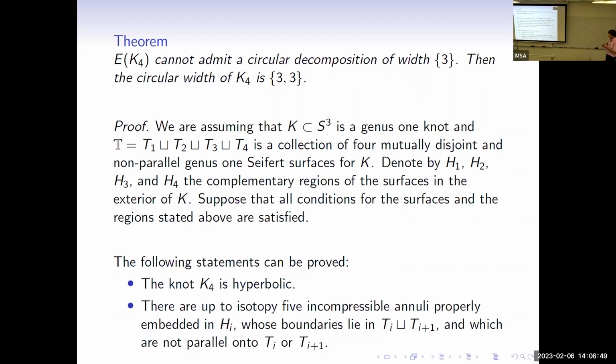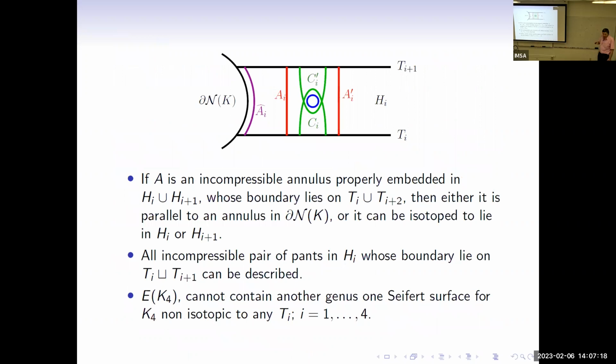First, this can be proved that the knot is hyperbolic. And this follows from the work of Luo. Also, if we look at one of these pieces, then we say that there are isotopy classes of incompressible and properly embedded annuli in here. No? Here is the kind of picture.